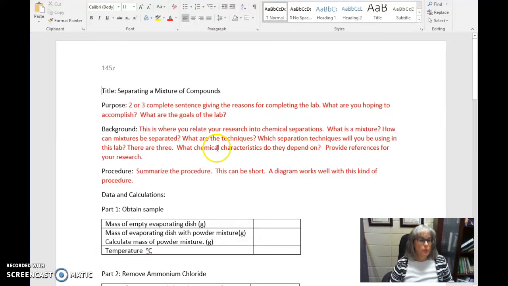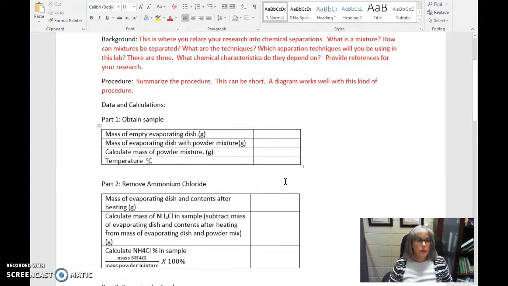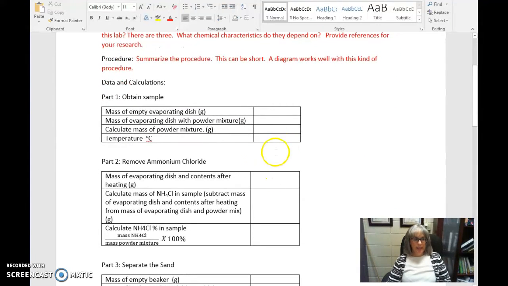What was the goals? What were the goals? The background, make sure you answer all these questions in a nice paragraph form. You can summarize the procedure. A diagram works really well with this kind of material. Okay, then you're ready to put your data in.